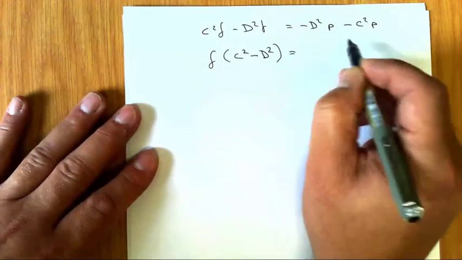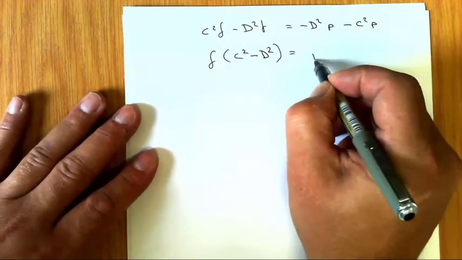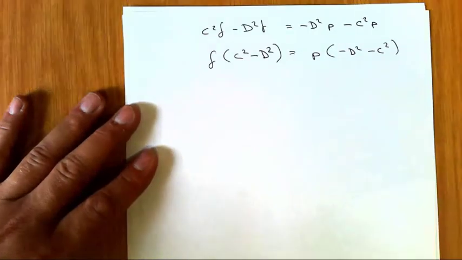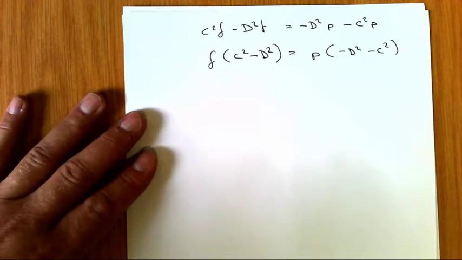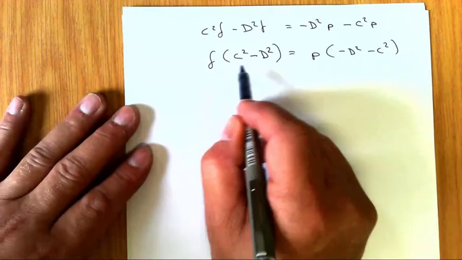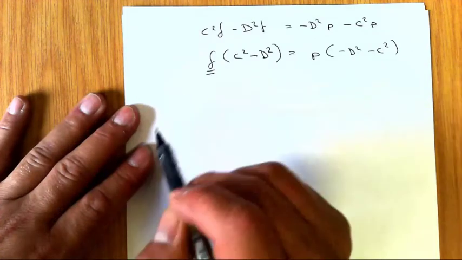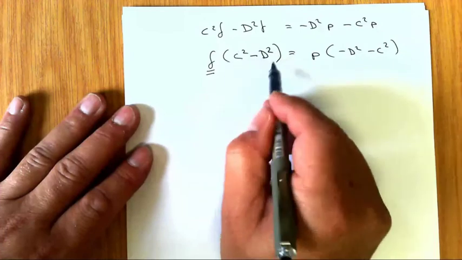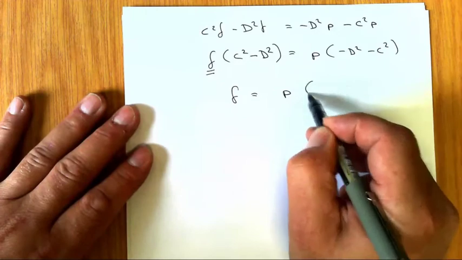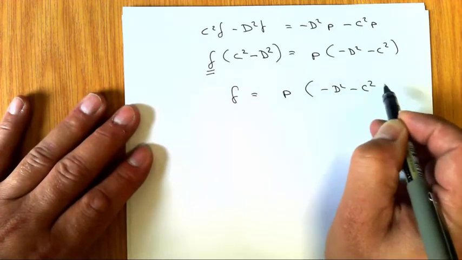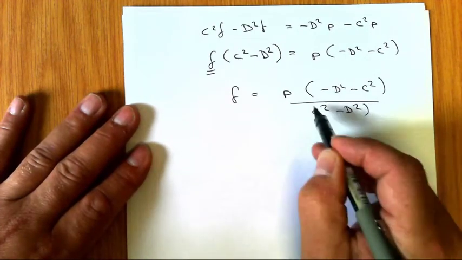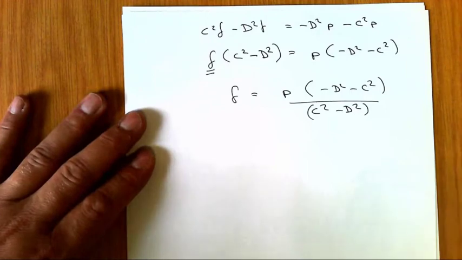And we can in fact do the same for this side. It has a factor of p, so we could make p come out and it'd be minus d squared minus c squared. Once we've done this, then we know we've just got two terms here. We want f to be the subject, remember, so we're going to divide by the other part that's here. So f will be equal to p minus d squared minus c squared all over c squared minus d squared. And that's your final solution.